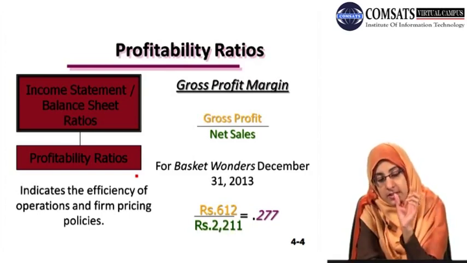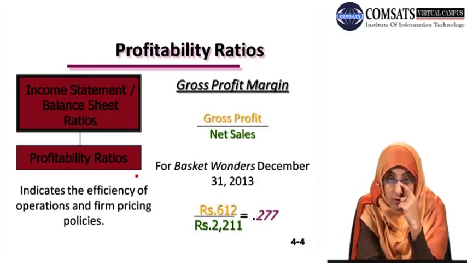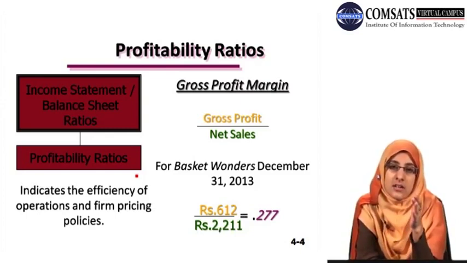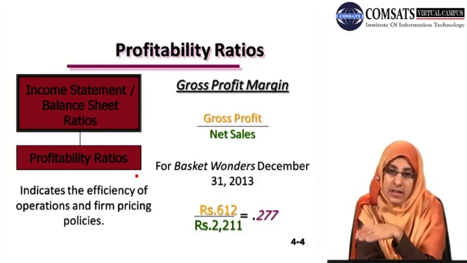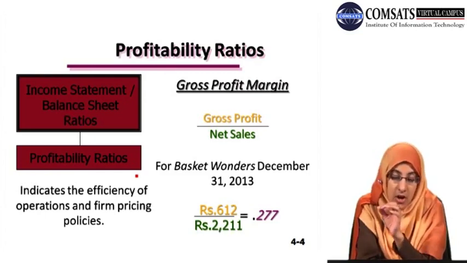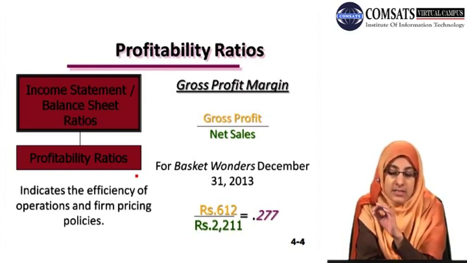तो ग्रॉस प्रॉफिट बेसिकली आपको बेसिक इन्फॉर्मेशन देता है. Now gross profit margin is found out as gross profit as a percentage of net sales. So gross profit over net sales is equal to your gross profit margin, and it indicates the efficiency of operations and firm pricing policies.